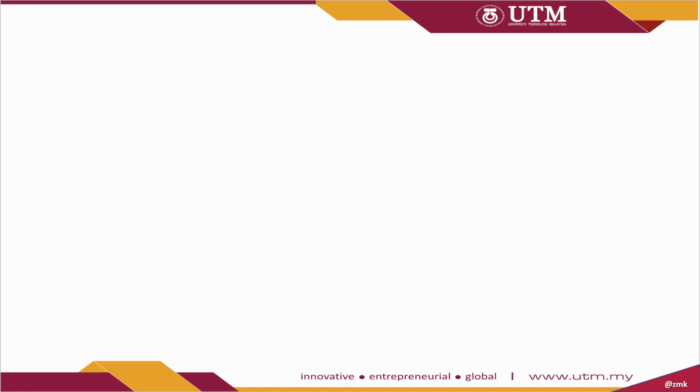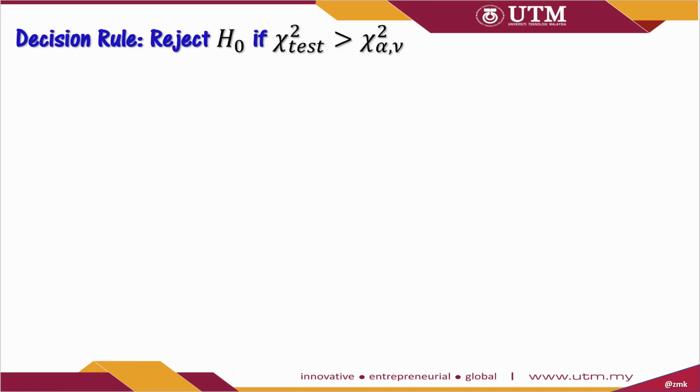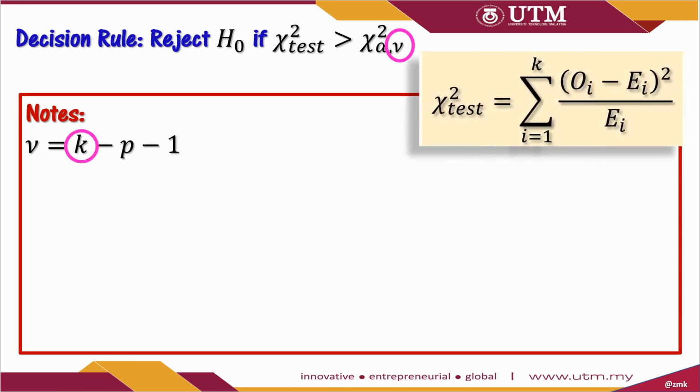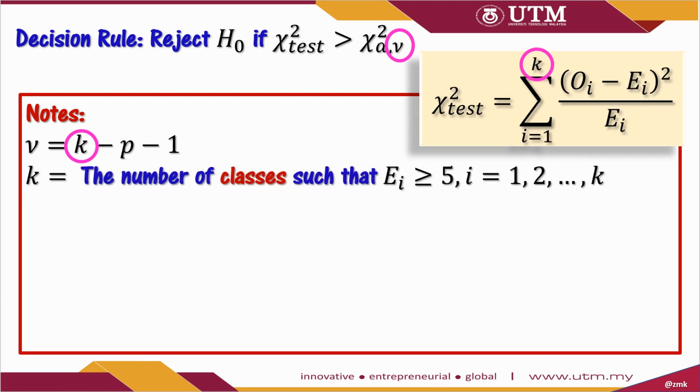If you look at the rejection or decision rule again, reject H0 if chi-square test is greater than chi-square alpha nu. We know alpha is the level of significance. What about the degrees of freedom nu? For a goodness of fit test, nu is k minus p minus 1, where k, which can also be seen in the chi-square test statistic formula denoted here, is the number of classes such that the expected value for the ith class EI is at least 5 for all i from 1 to k.